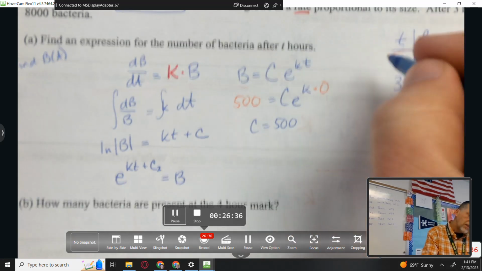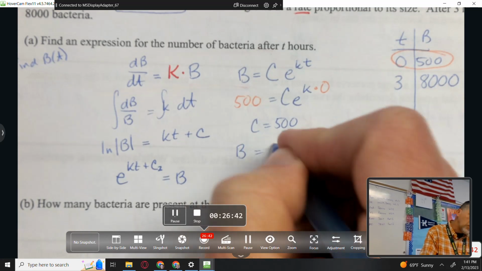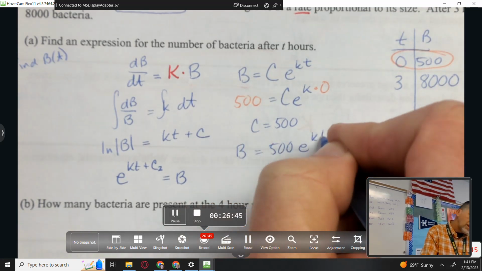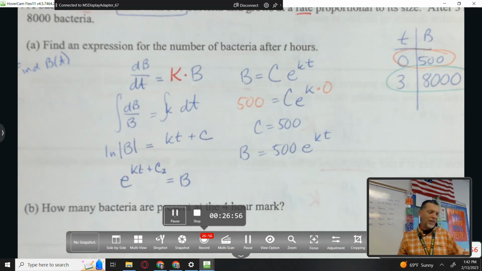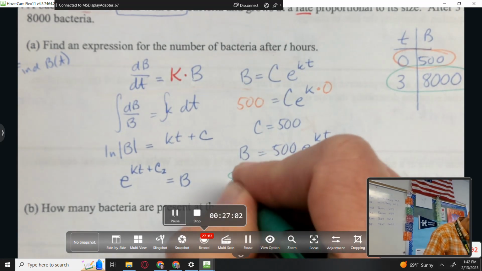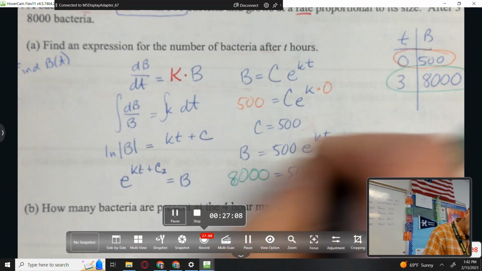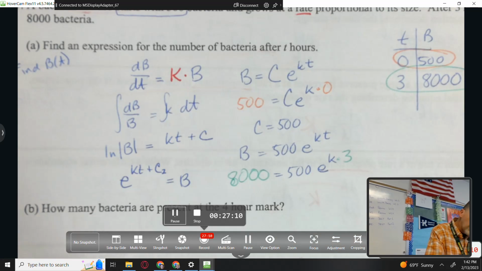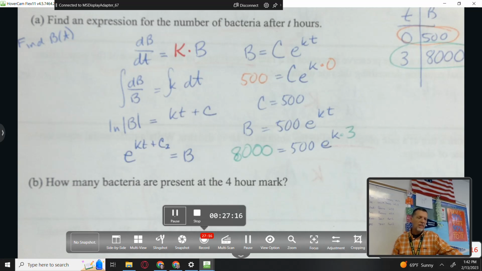Alright, so that told us what C is. So now B equals 500 e to the KT. And now we can use our other piece of information. This one doesn't look like it'll be quite as much fun. 8,000 equals 500 e to the k times 3. Now I have to solve for k.